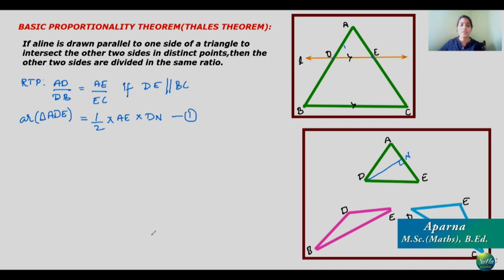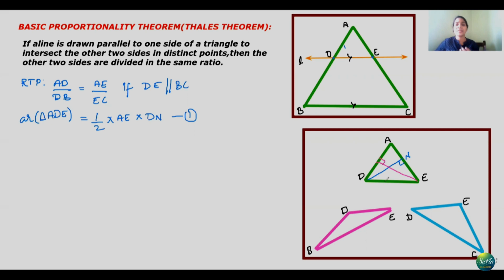Now we can draw another height for this triangle. From vertex E, I will draw another height with respect to the base AD. Why am I choosing the bases AD and AE? Because we have to prove something with the sides AD and AE. So now we can find the area of triangle ADE once again, but this time with respect to the base AD. It is half into AD as the base, and we give the height as EM. So EM is the height. Let us mention this as the second equation.